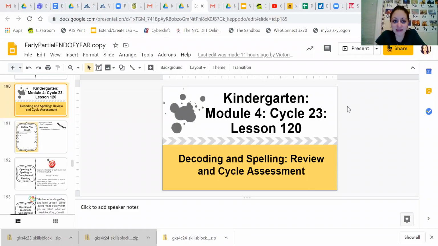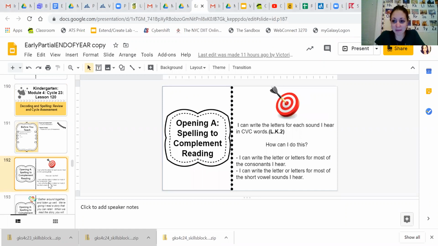Okay, so here we are, lesson 120. We're going to practice some spelling words, and then we're going to do it for an assessment. But first, let's take aim at our target: I can write the letters for each sound that I hear in CVC words. Let your arrows go. And remember, friends, we can do this. We can spell these CVC words because we can write the letters for all of the consonants that we hear.